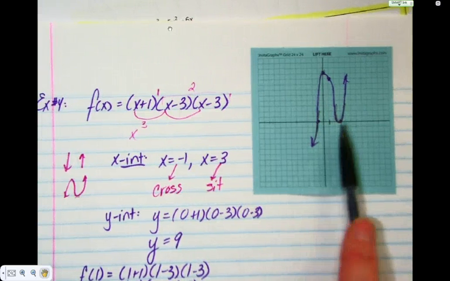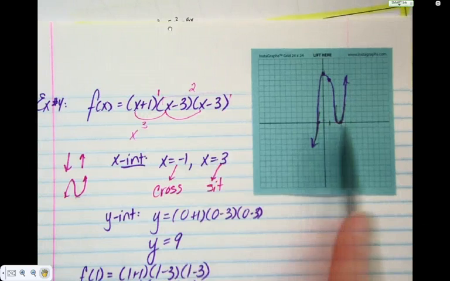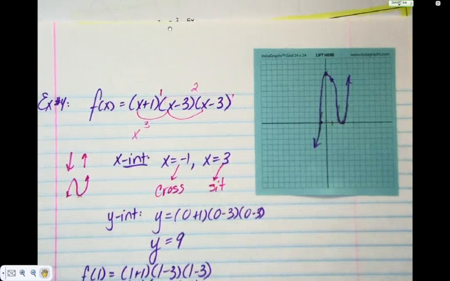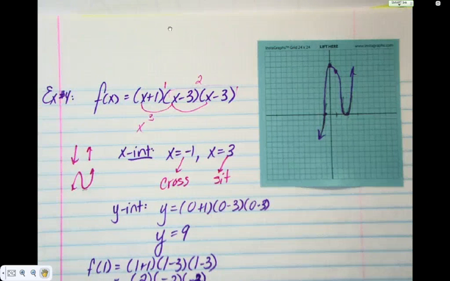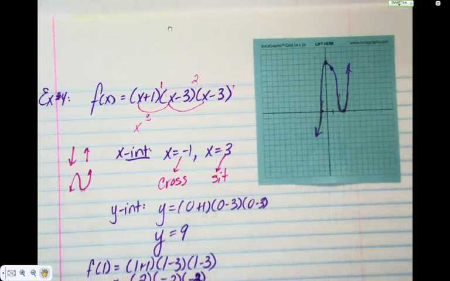Just to review, why does it not cross at the second x-intercept? Because there's a multiplicity of 2, which is an even multiplicity. We went halfway between the intercepts, just like we did on the other examples. So exactly halfway.